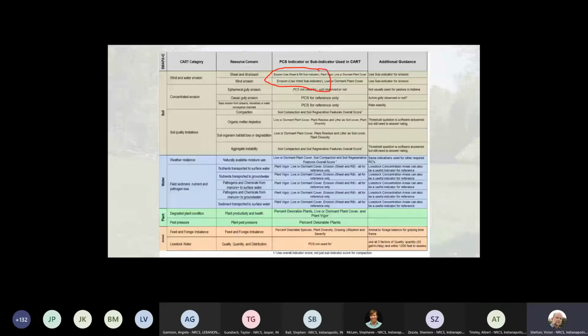I've been working on a pasture resource concern crosswalk type of chart, and hopefully we'll have this out in the near future for reference. I think it will make a good quick reference. It also notes where sub-indicators are used and a little bit of additional guidance. We're going to go through most of this today in my presentation here.